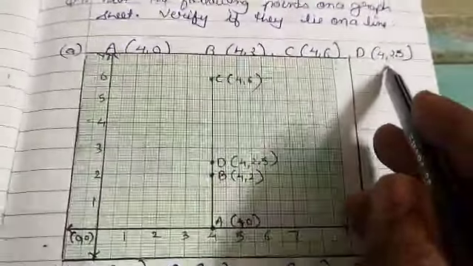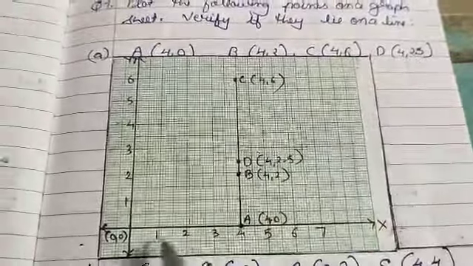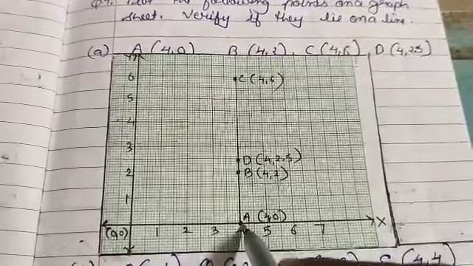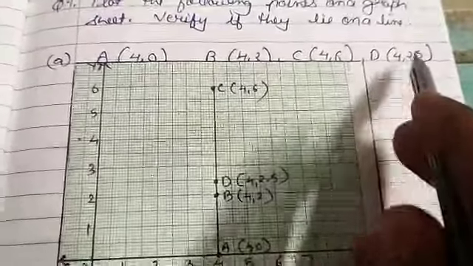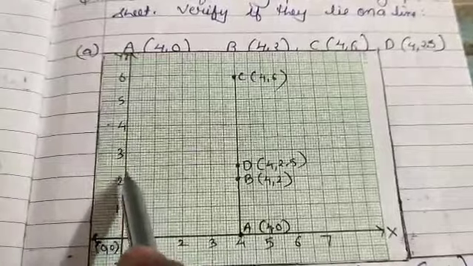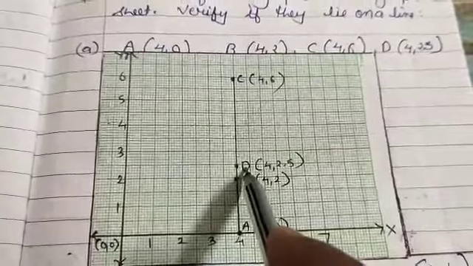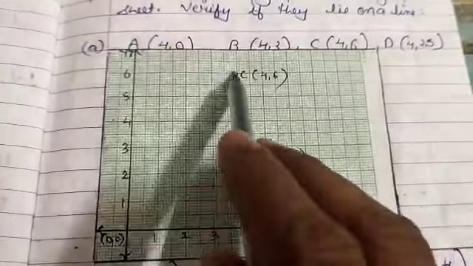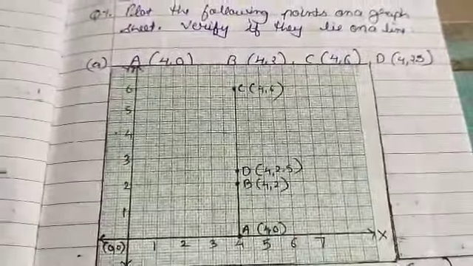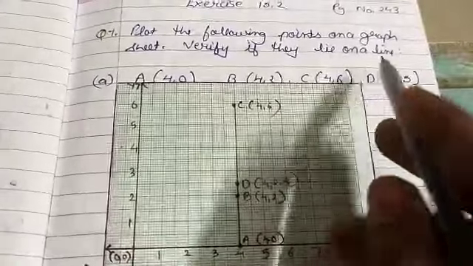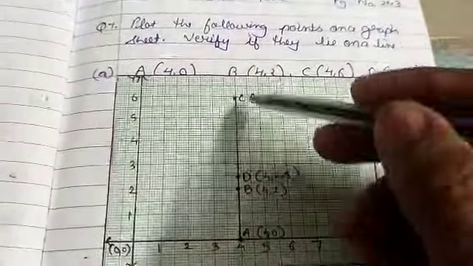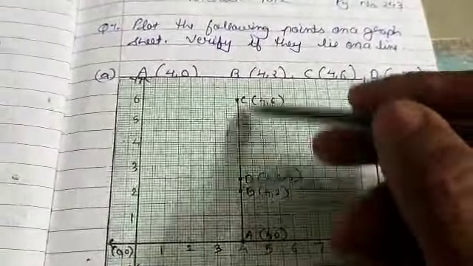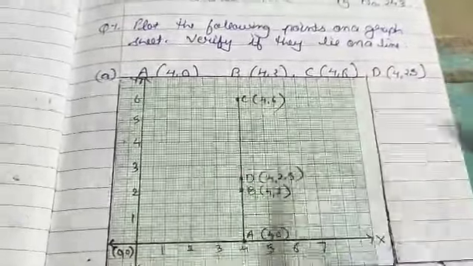And D is (4, 2.5). Again the value of x-axis is 4 and value of y is 2.5. So 2.5 means between 2 and 3. The point will meet over here. Write D, that is (4, 2.5). At the end you have to draw the line and, whatever the question they had asked, verify if they lie on a line. So we can say that yes, all the points are on the same line.